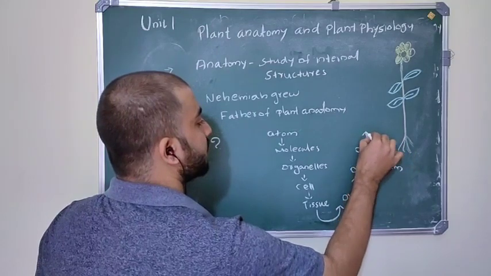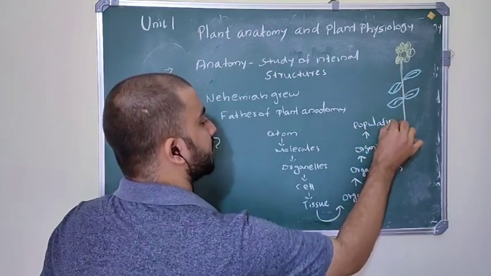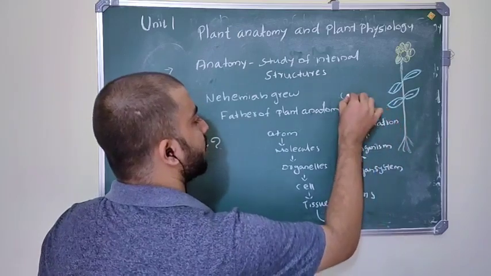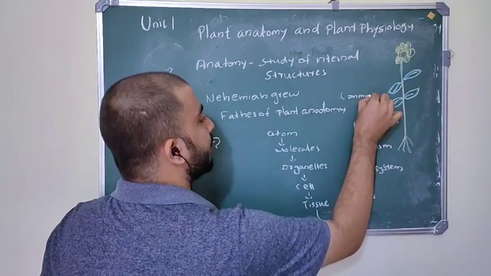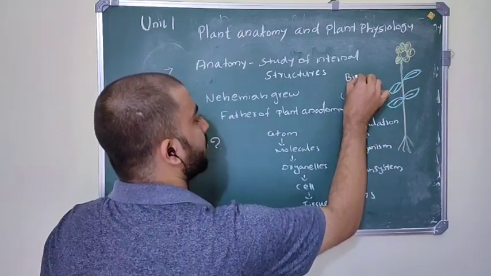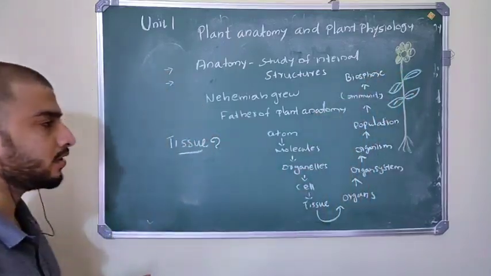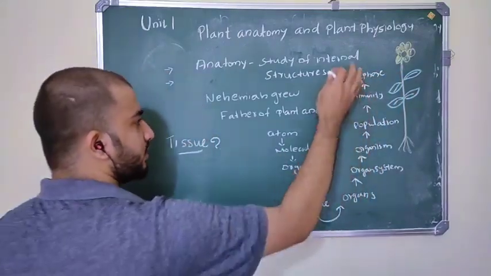This organism forms a population, then population forms a community, and community forms the biosphere. So this is the level of organization.